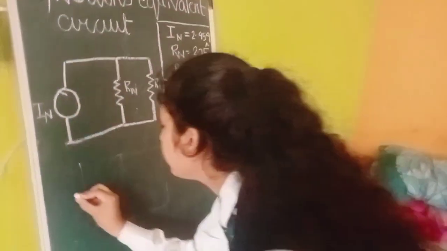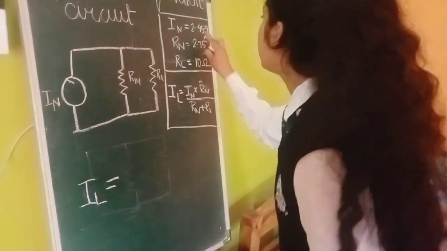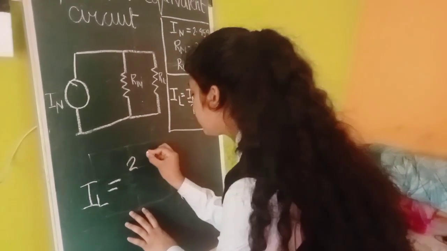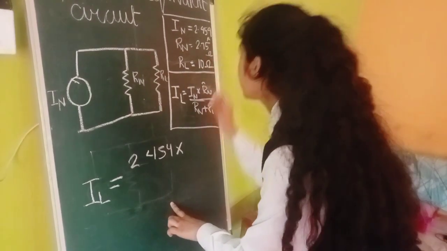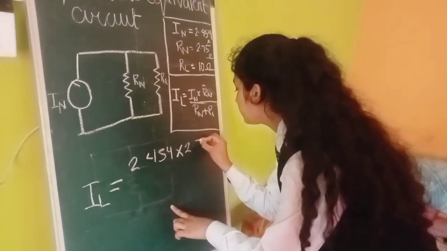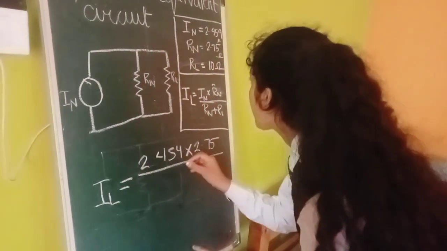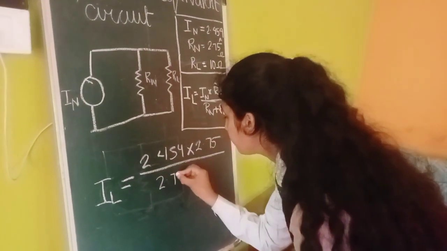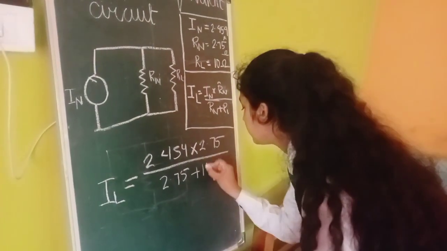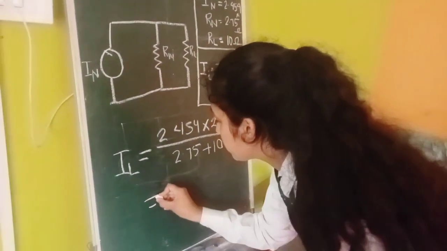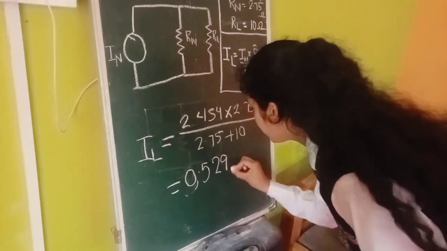Now finding the value of IL, we get IL equals 2.454 into 2.75 whole divided by 2.75 plus RL, that is 10, which will be equal to 0.529 ampere.